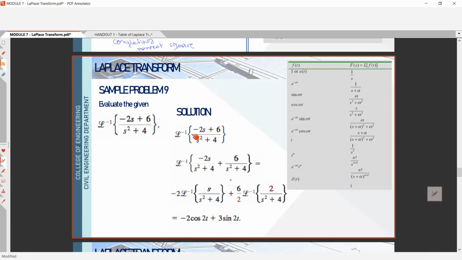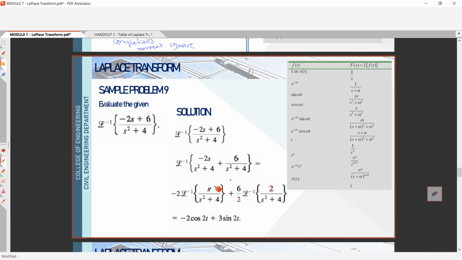Okay. So, negative 2s, di ba? Pag pinaghiwalay mo yung dalawa, okay, if you recall, a plus b, kunwari, over c squared is equivalent din siya sa a over c squared plus b over c squared. Okay? The same lang yan dito. So, pinaghiwalay mo lang yung denominator, ay yung dalawang term. So, ito, equivalent siya sa negative 2s over s squared plus 4 and 6 over s squared plus 4. Okay? So, taking the inverse of each term, take the inverse of each Laplace.